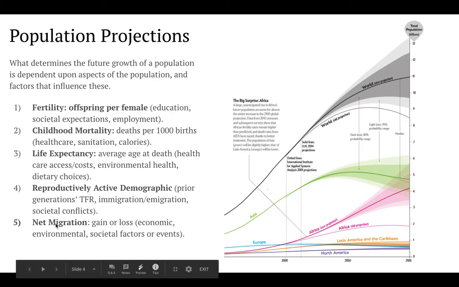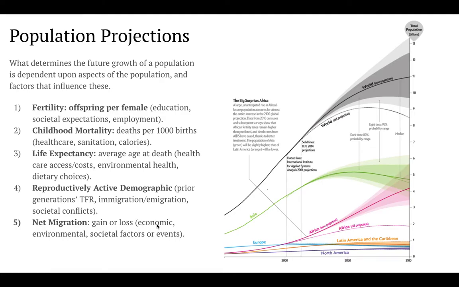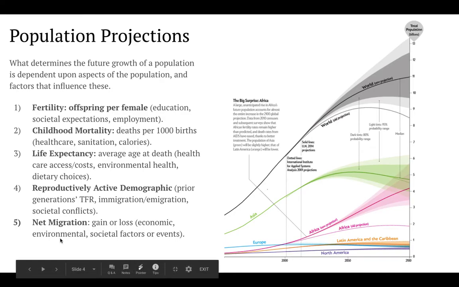And that's often driven by a gain or a loss due to economic, environmental, or societal factors. Economic could be a country goes into a depression and people leave that country. Environmental could be something like a drought or a forest fire or an earthquake. And societal factors or events could be things like wars or conflicts that cause people to leave or go to different countries.